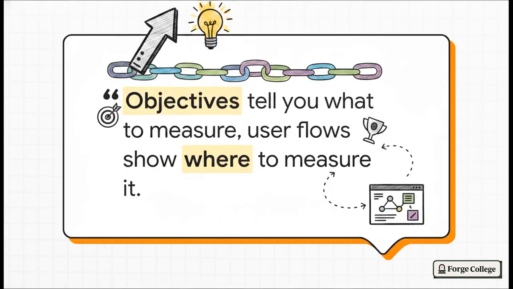I love this quote because it brilliantly illustrates the whole philosophy of this module in one single thought. Objectives tell you what to measure. User flows show where to measure it, and the prototype is what you test. They aren't isolated. It's a continuous chain. If you ever feel lost, just trace it back up that chain.